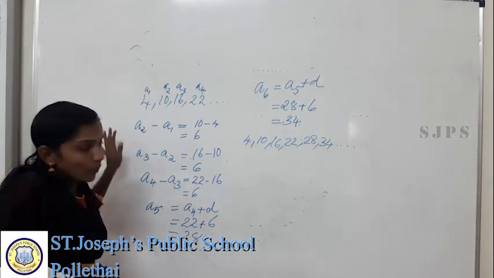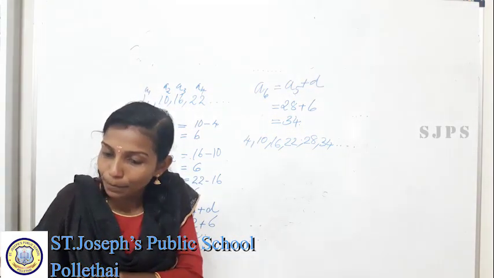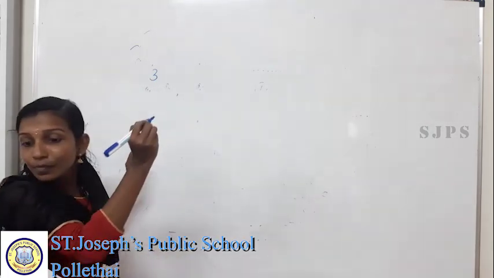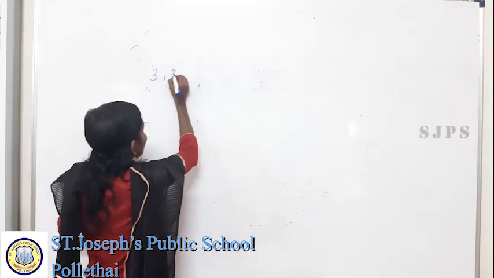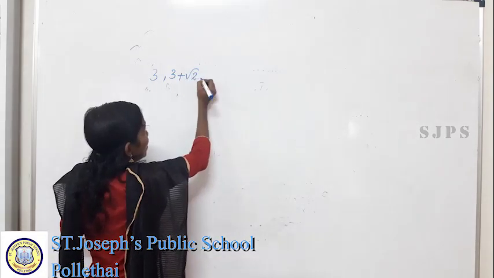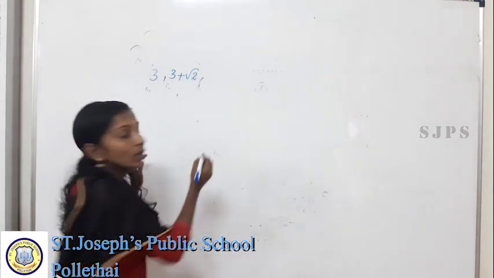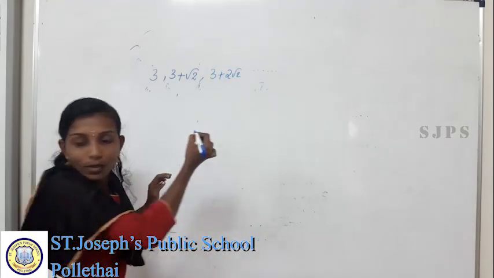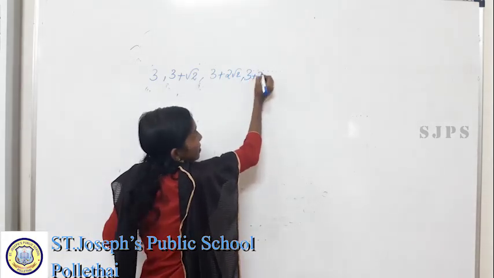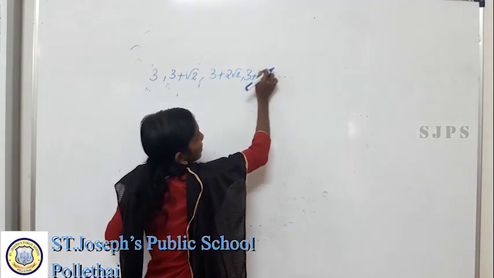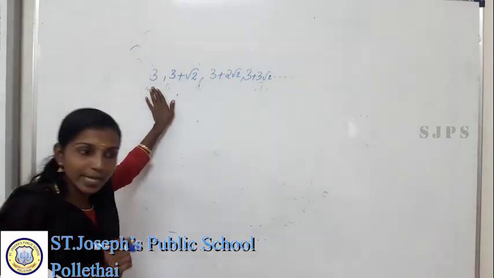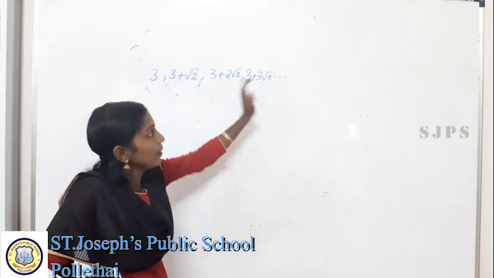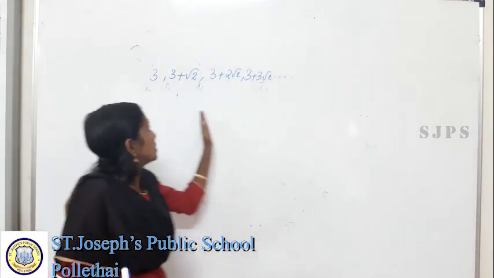Then we can do one more problem using this. Consider the pattern: 3 plus root 2, comma, 3 plus 2 root 2, comma, 3 plus 3 root 2, etc. We want to check is this an AP or not. And if it is an AP, we want to find the next two terms.